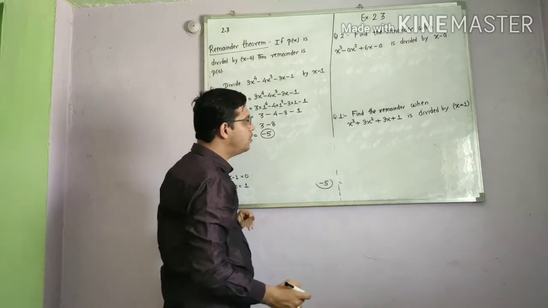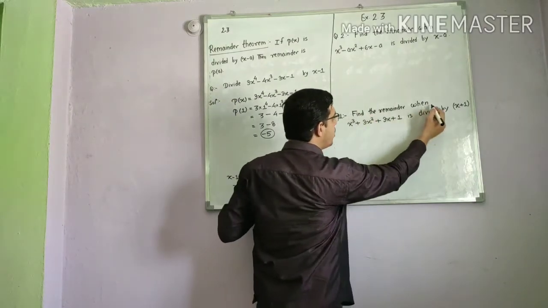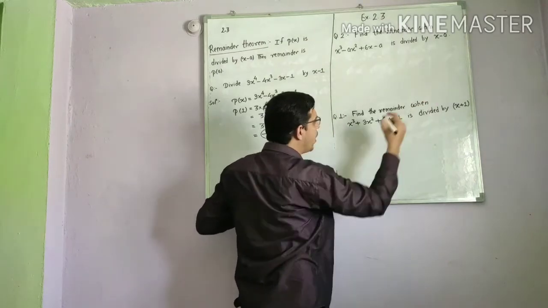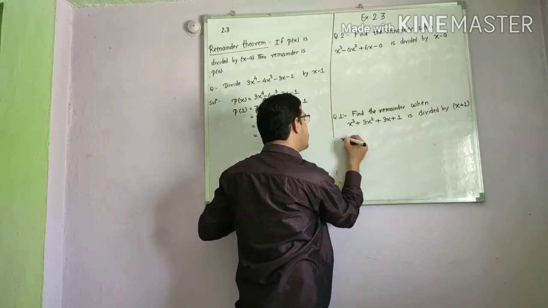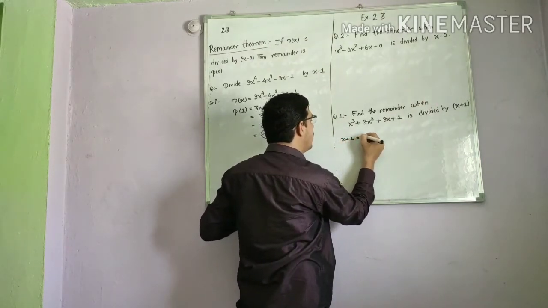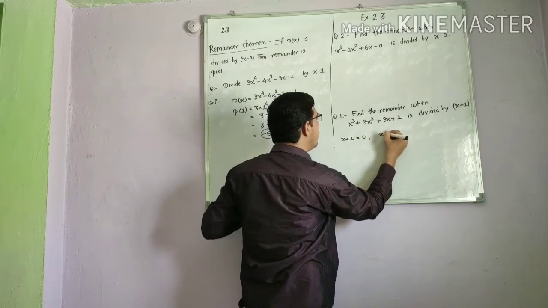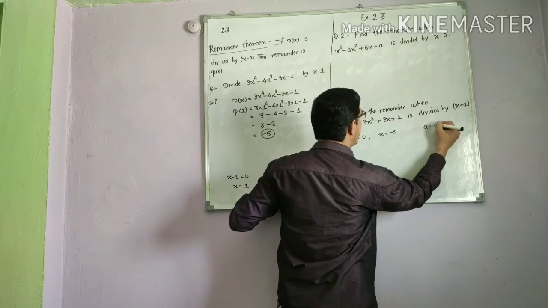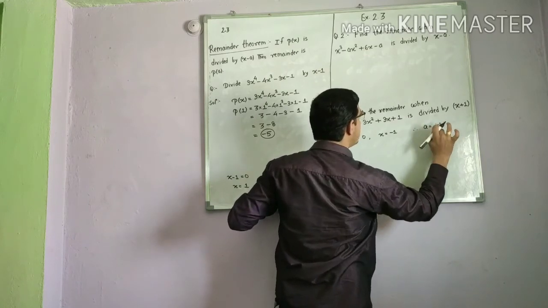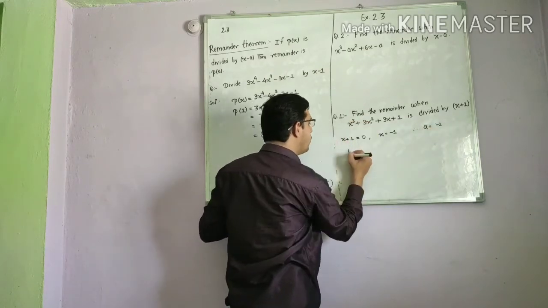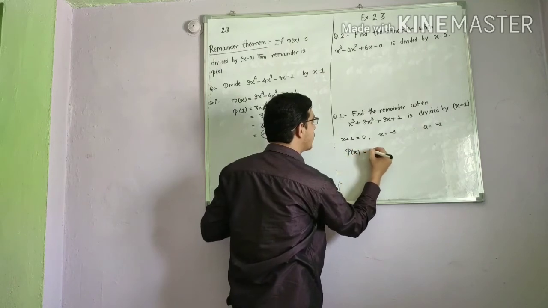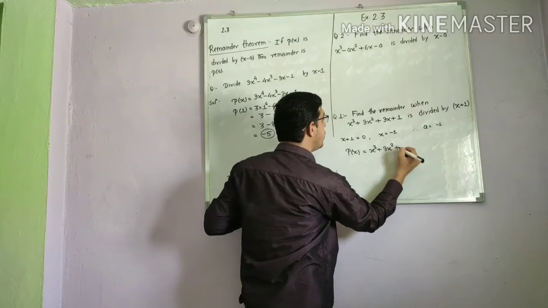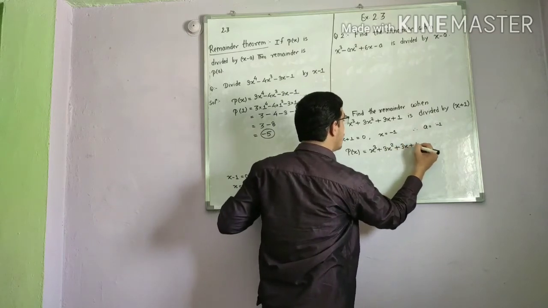We'll do some examples. Find the remainder when this is divided by x plus 1. We have to divide by x plus 1. So if I put x plus 1 equal to 0, it will give x equal to minus 1. So therefore the value of a is minus 1. Now p of x is x cube plus 3x square plus 3x plus 1.